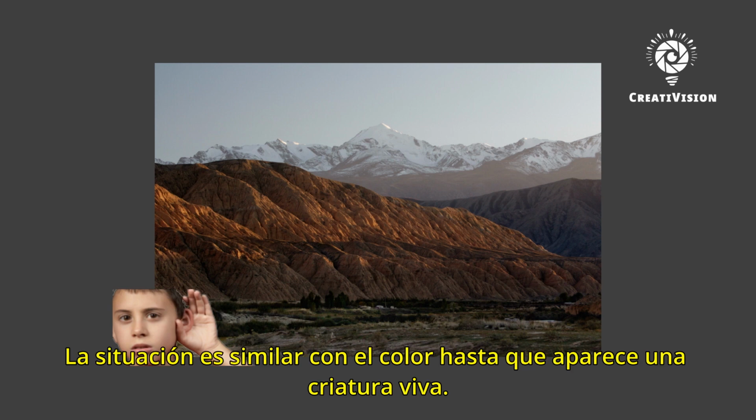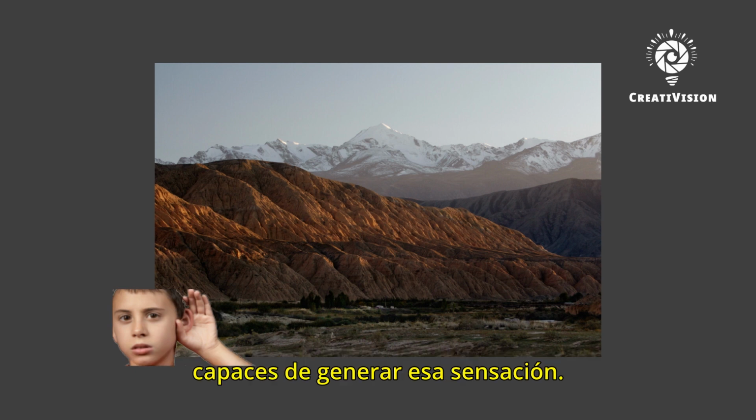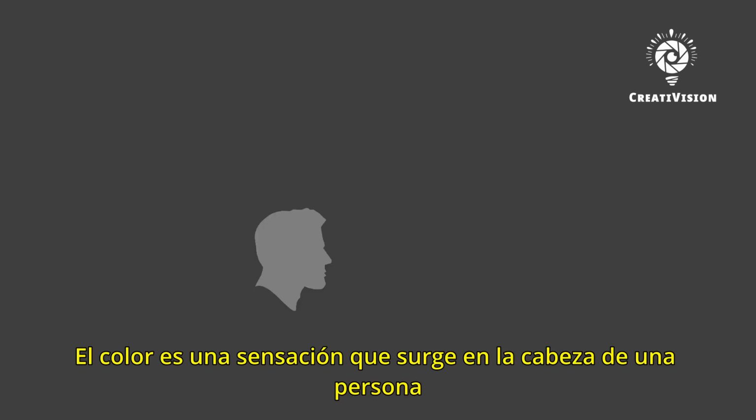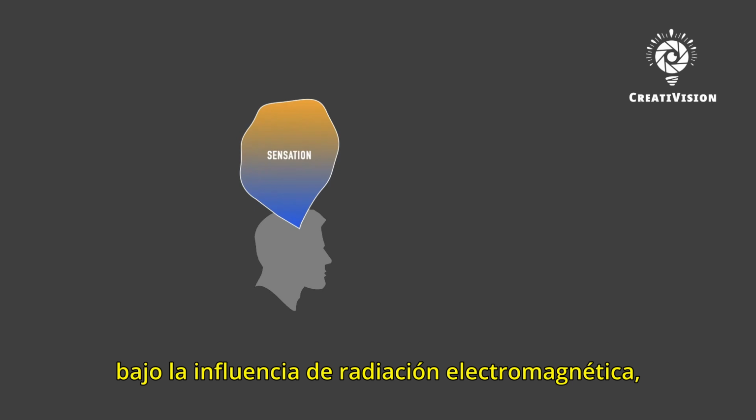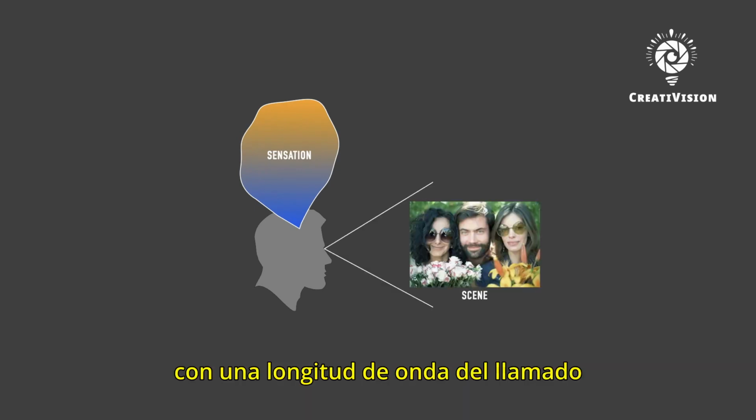The situation is similar with colour. Until there is a living creature, the concept of colour does not exist, although there are natural phenomena that are capable of generating this sensation. So, here is the definition of colour. Colour is a sensation that arises in a person's head under the influence of electromagnetic radiation, with a wavelength of the so-called visible spectrum on his visual system.